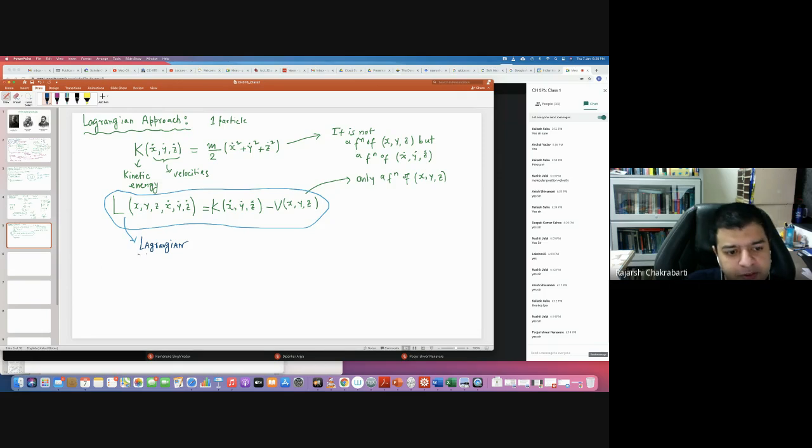I'm just writing in this way. Okay, Lagrangian. Fine. So it is not very difficult. Kinetic energy minus potential energy. You remember this is called Lagrangian.